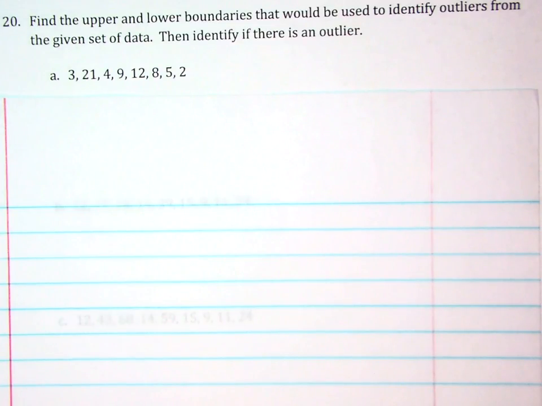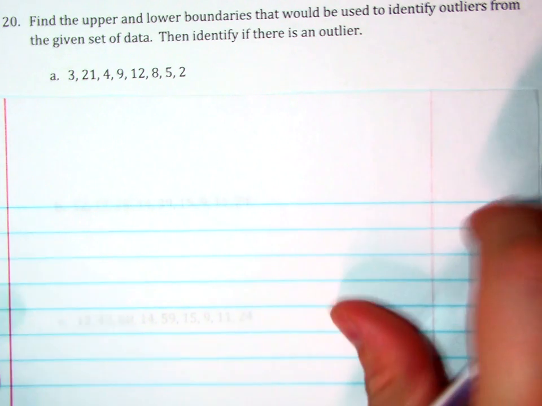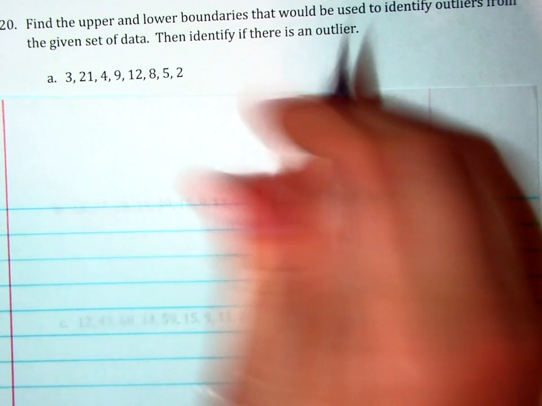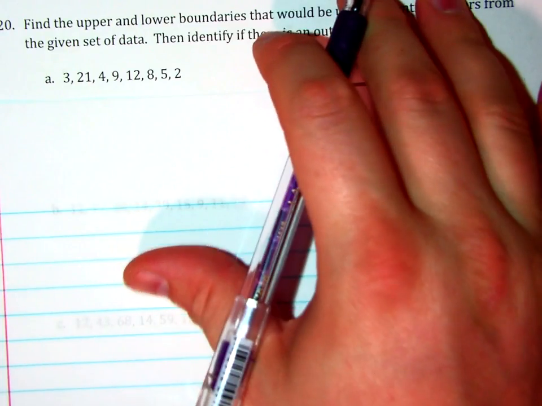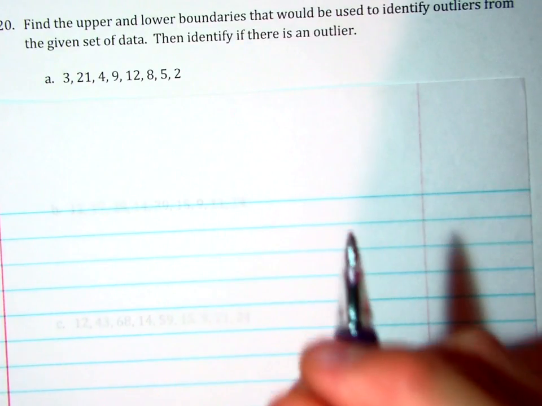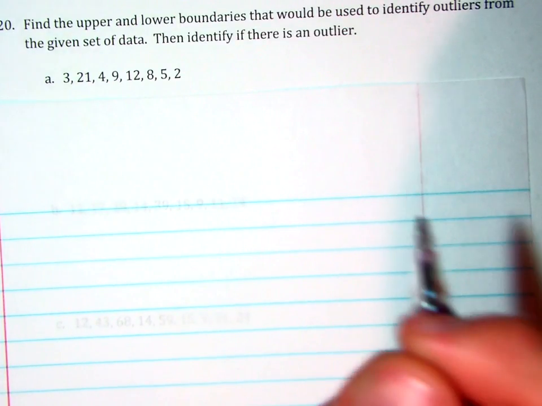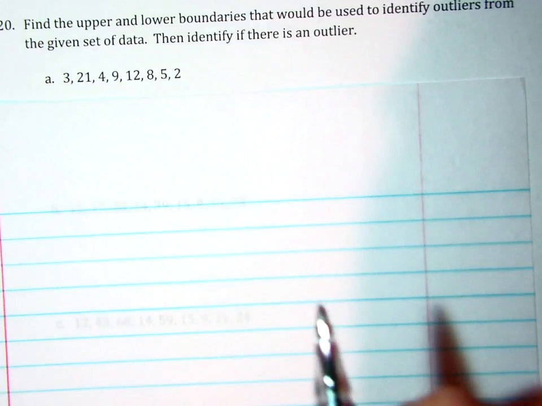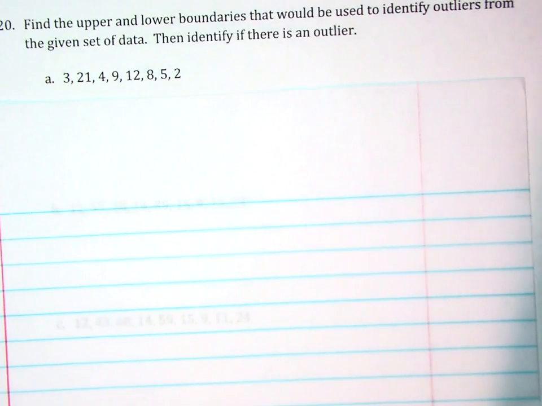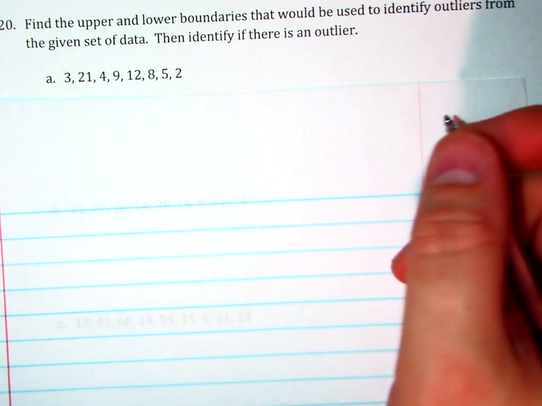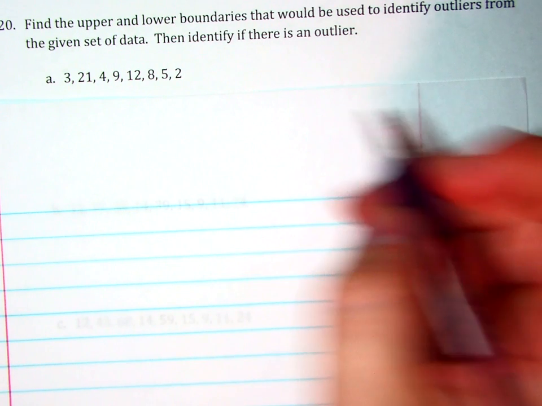Alright, problem number 20. Find the upper and lower boundaries that would be used to identify outliers from the given set of data. Then identify if there is an outlier. So using this given set of data, I'm first going to put it in numerical order because remember, we need our five summary data, which is the exact same information that we use for constructing a box and whisker plot. So it's going to save myself a good bit of time by going ahead and calculating all of those terms. So let's start by putting my numbers in order.